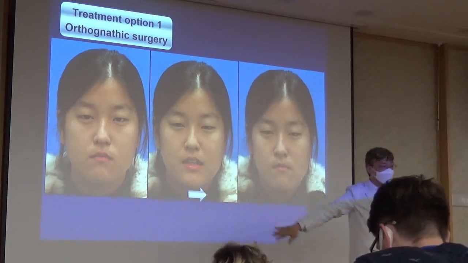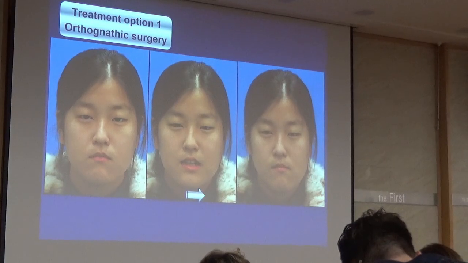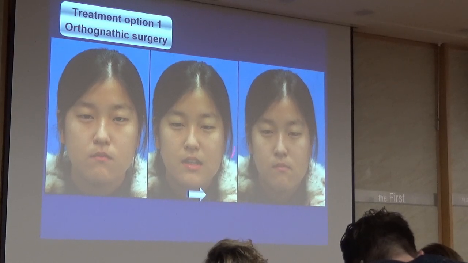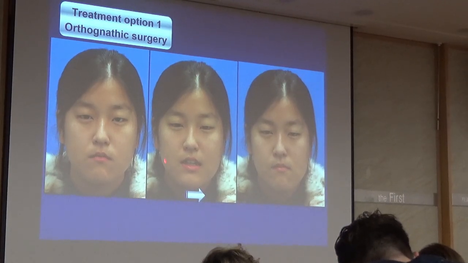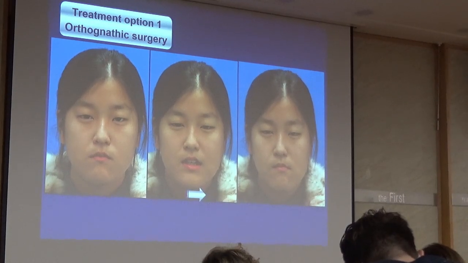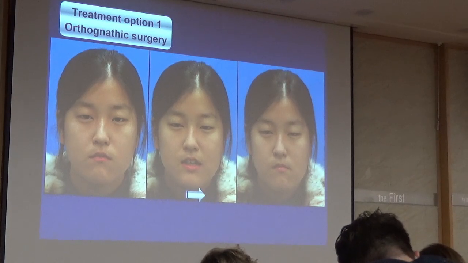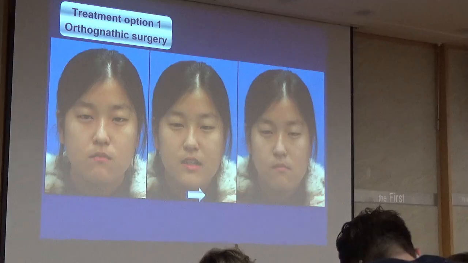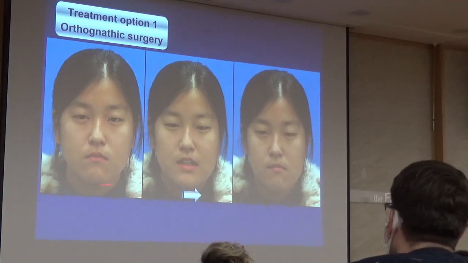This is a clinical simulation. Do you like it better than this? This is asymmetry. This is the relocated lower jaw. Which one do you like? Number one, number two? You don't like, you like nothing. If you still have to choose one out of these two, do you think this is desirable?